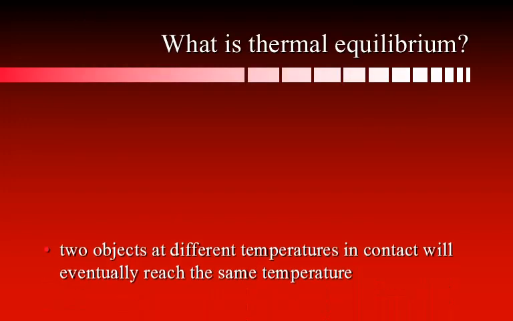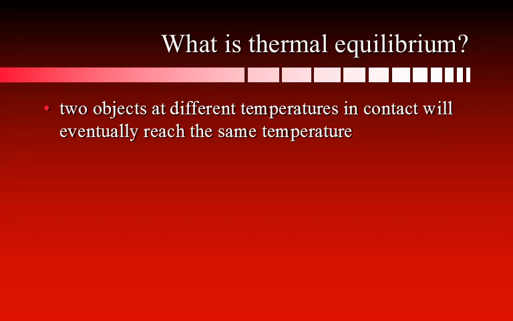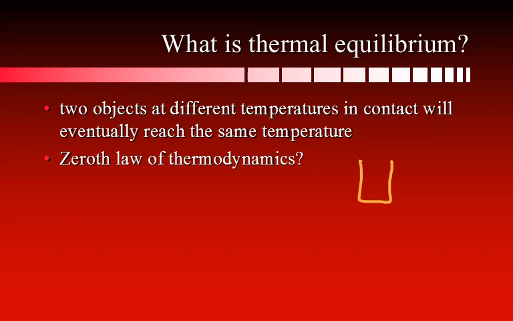So thermal equilibrium is where you have two objects at different temperatures in contact, eventually reaching the same temperature. And so, you have two objects that maybe one's at one temperature, the other's at a different temperature. They're in contact. Maybe this one is at 10 degrees Celsius. Maybe this one's at 5 degrees Celsius. And when they touch, eventually they will become the same temperature.